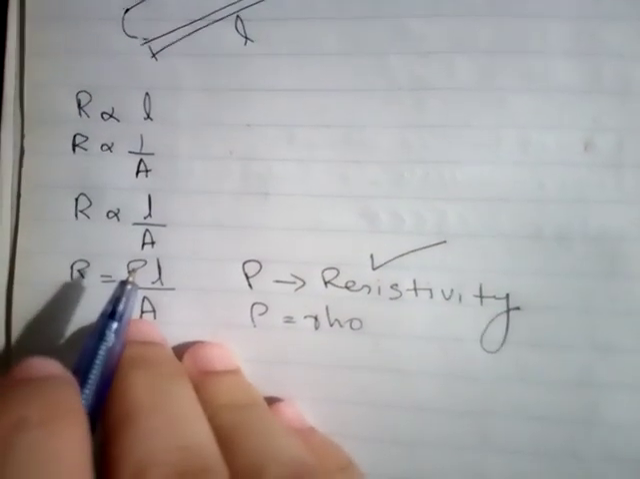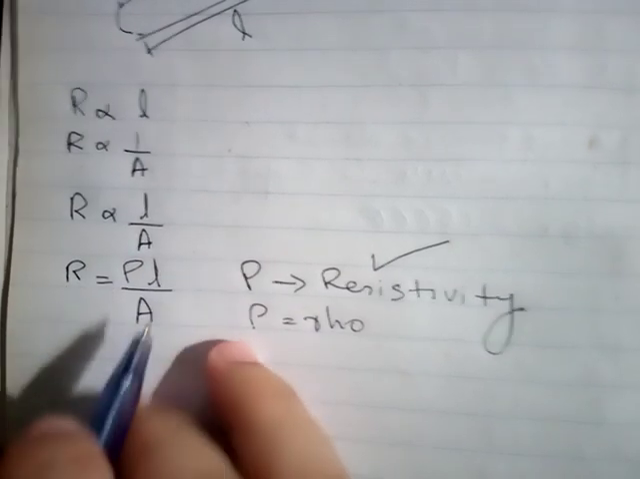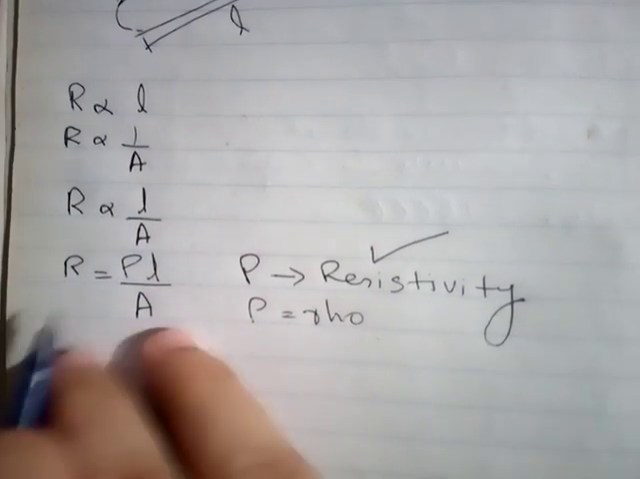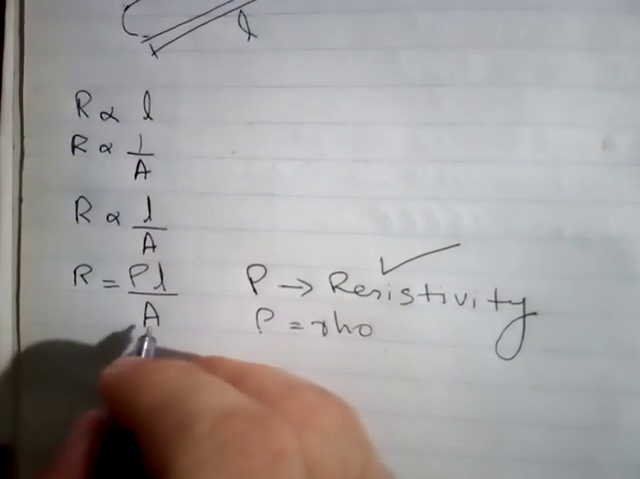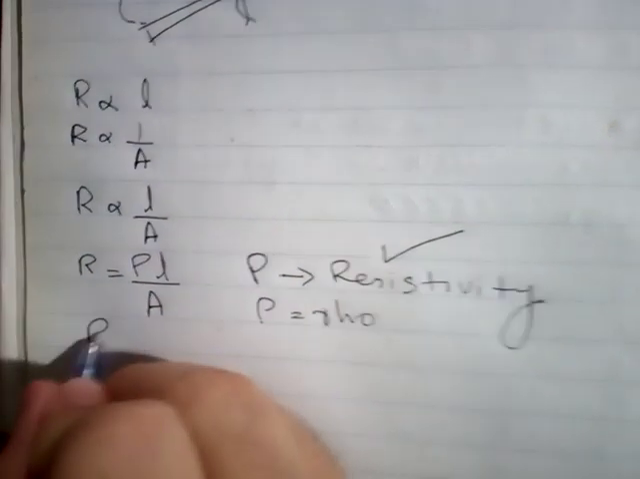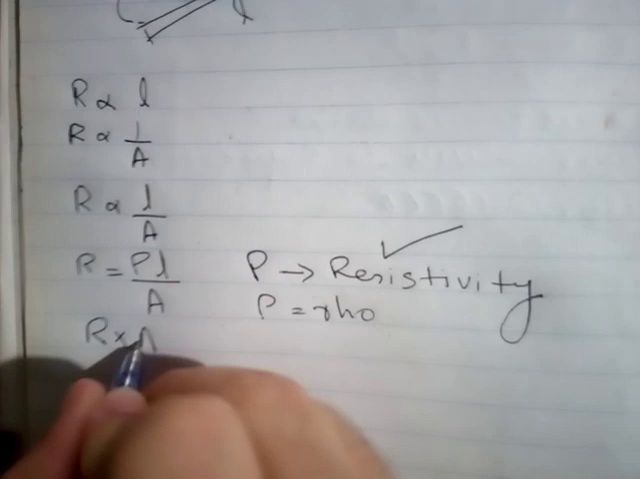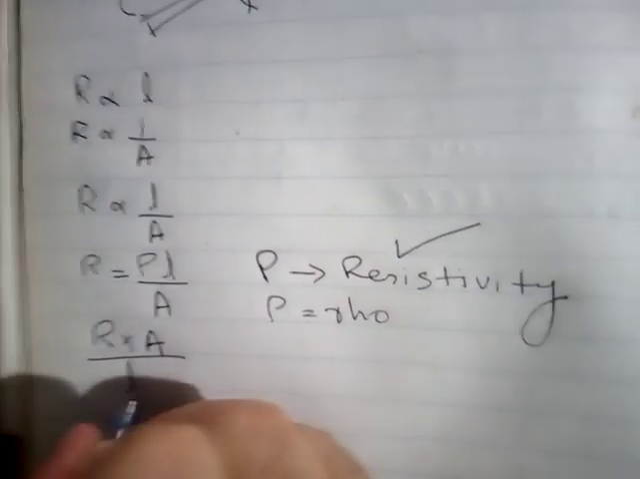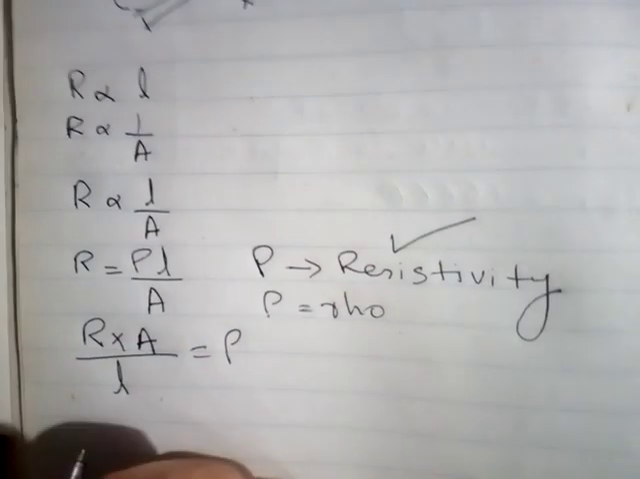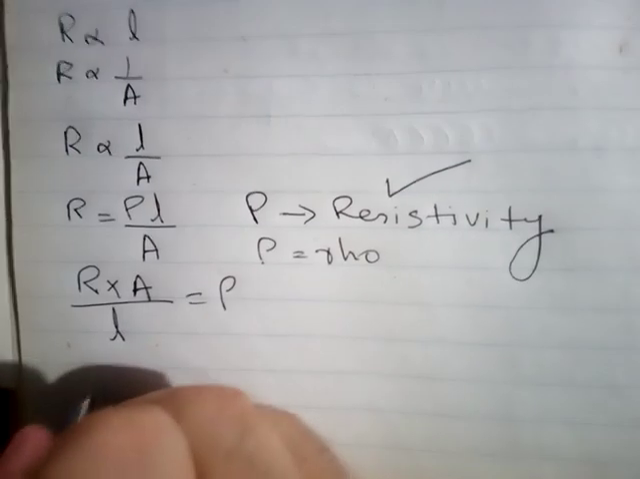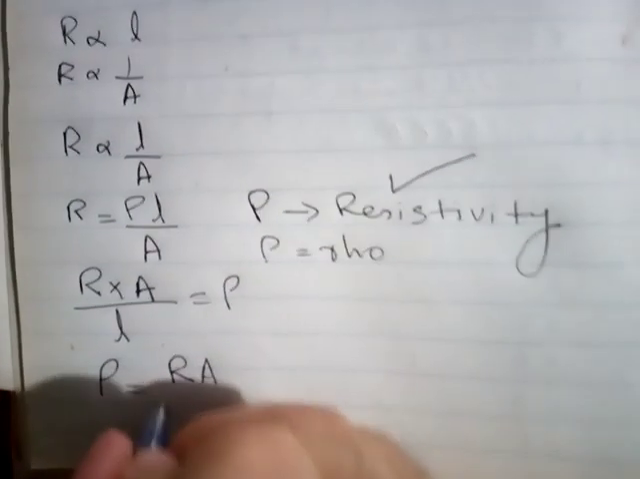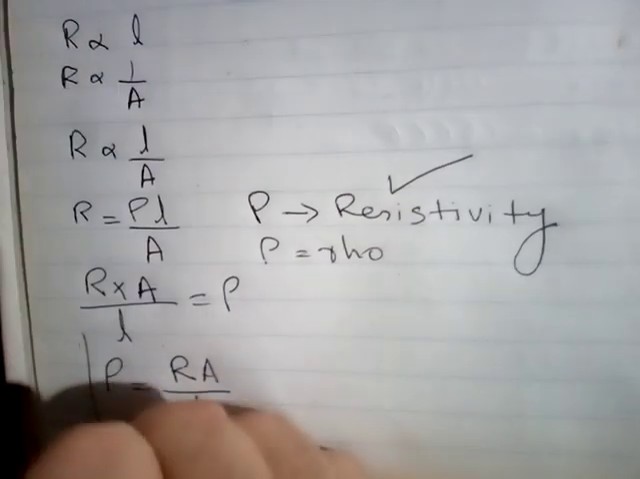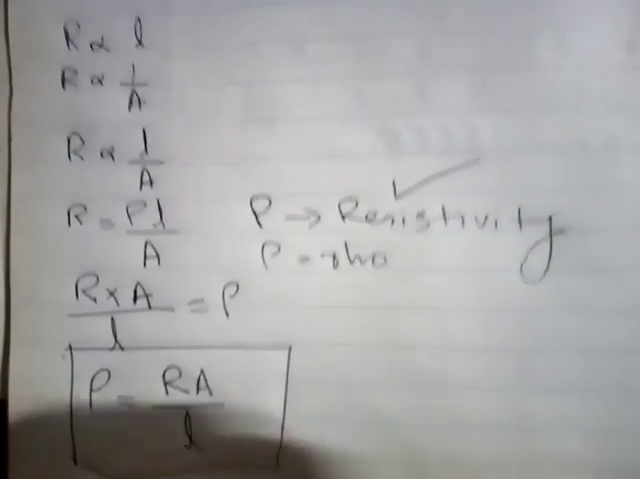So, R is equal to rho L upon A, and if you find the formula for the resistivity, then obviously A will multiply with R and length will divide, so it will become rho is equal to RA upon L. This is the formula for resistivity.